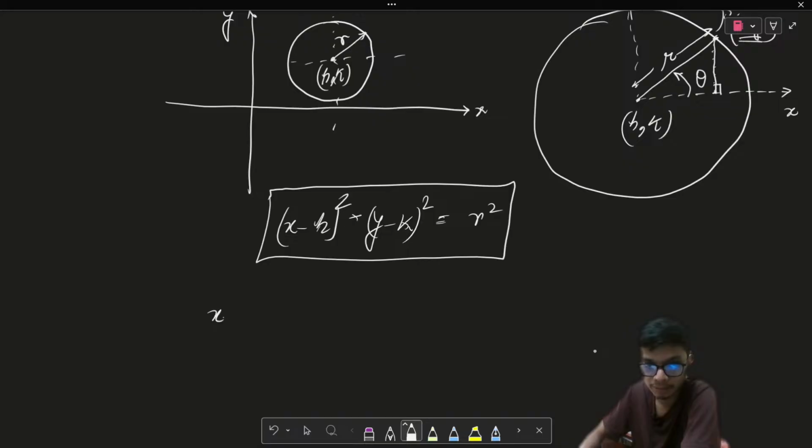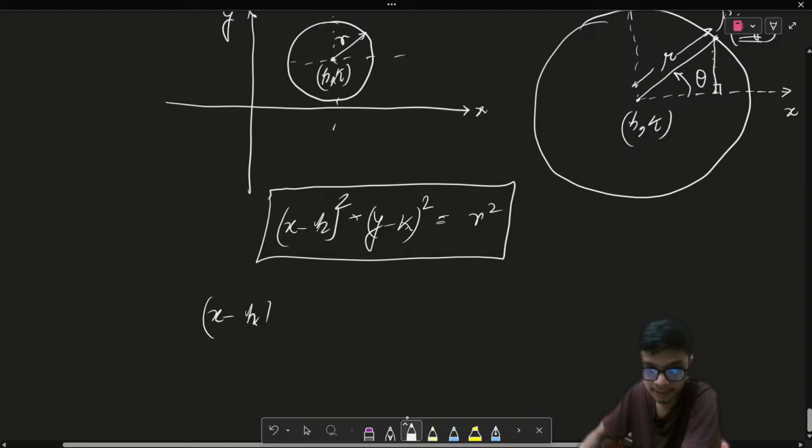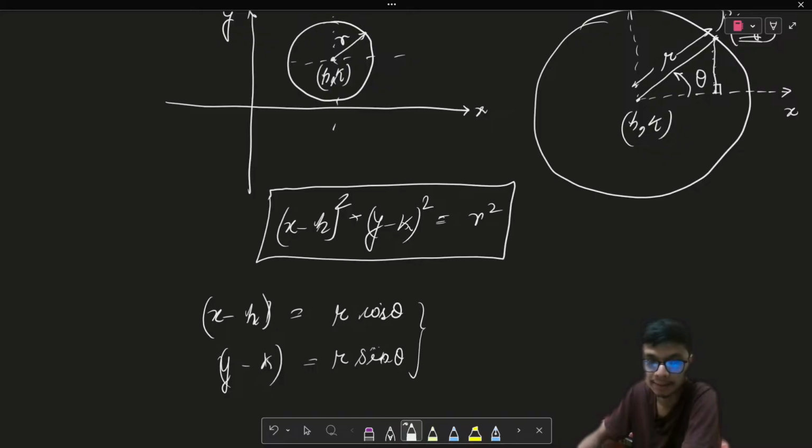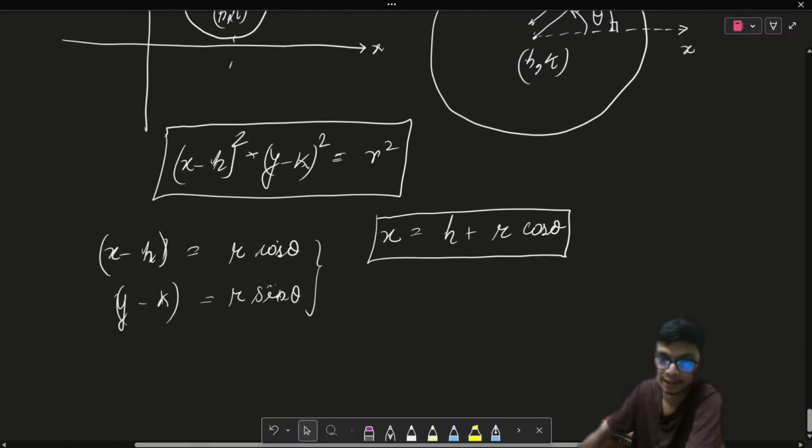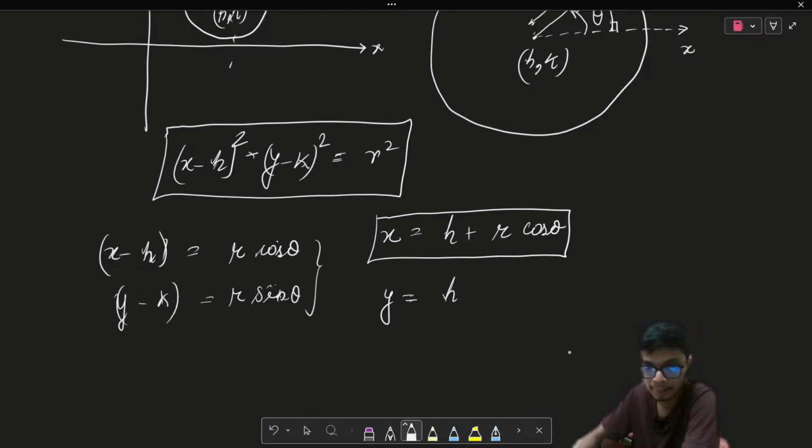From this right angle triangle, I will get x minus h to be r times cosine of theta and y minus k to be r times sine of theta. So from here I will get x as this known value h plus r, which is also known to me, times cosine theta. So this is what is called a parameter, right? Here theta is a parameter, and by varying theta I am going to get different points on this particular circle, right?